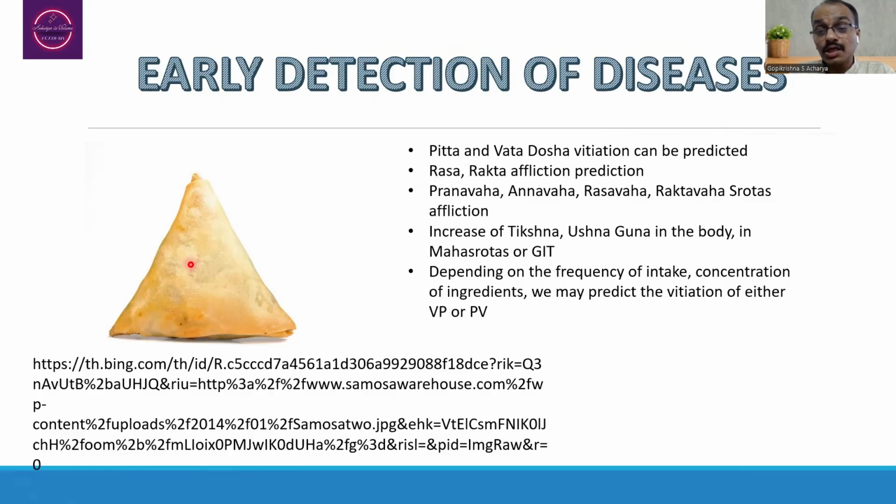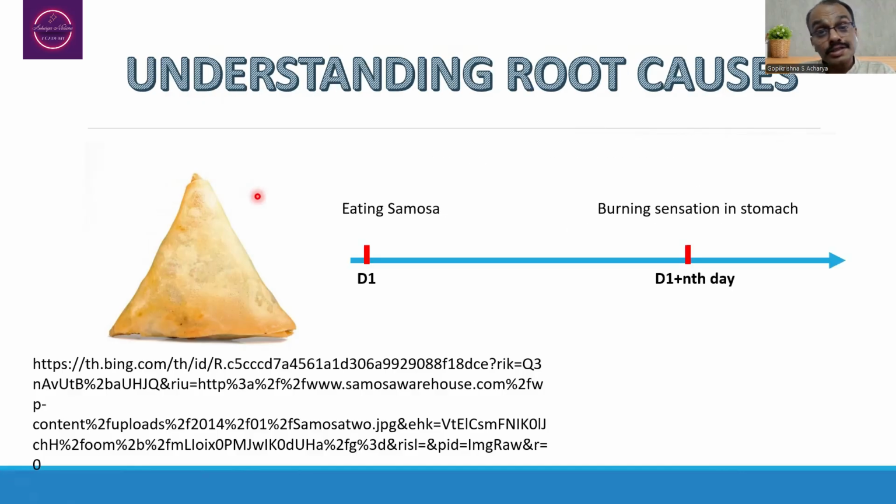Depending upon the nature of the intake of samosa and the frequency of intake, we are going to predict the vitiation of either Vata Pitta Dosha or Pitta Vata vitiation. In this way, early detection of diseases can be understood by applying the fundamentals of Roga Nidana, understanding the root causes of the disease.